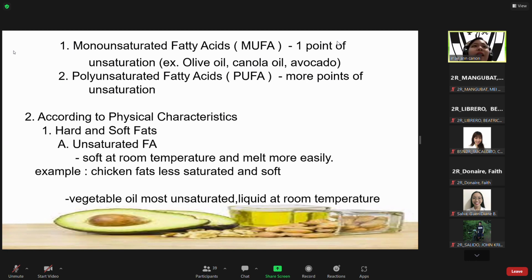Based on their physical characteristic, so hard and soft fats, kapag unsaturated fatty acid siya, so they are soft at room temperature and melt more easily. For example, mga chicken fat, they are less saturated and soft. Tapos, for example, vegetable oil, they are unsaturated. Okay? They are liquid at room temperature. Sa kabilang banda naman, foods that are containing high proportion na saturated fats, usually their characteristic is solid sila sa room temperature. So, baliktad food sila.